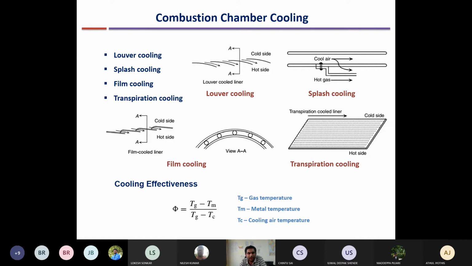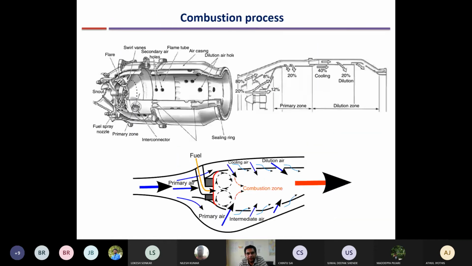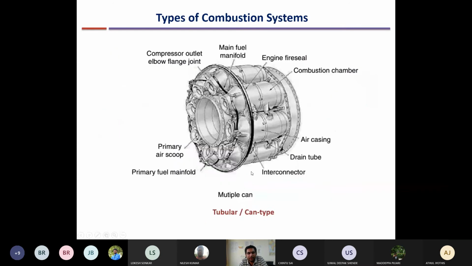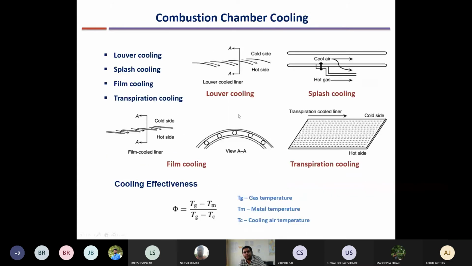And various methods have been designed based on airflow. The extra air that you had seen, secondary and tertiary air that was present, is used as cooling air. There are different methods to use this air for cooling, and we will go through some of the most important methods. The first and simplest method, which was designed initially, is known as louver cooling.